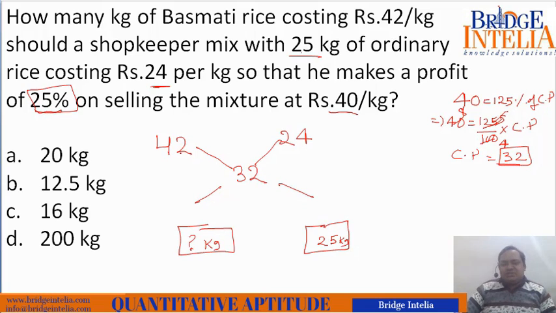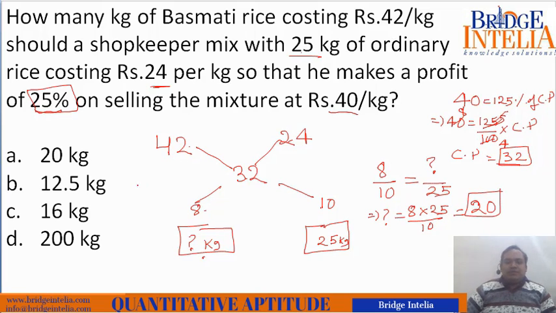So let's first find the ratio. Difference of 42 and 32, so this difference is 10. This difference is 8. So this ratio of 8 by 10 should also be reflected here. Unknown figure by 25. So from here, unknown figure is equal to 8 into 25 by 10. So 25 8s are 200, 200 by 10, 20. So final answer is 20 kgs.